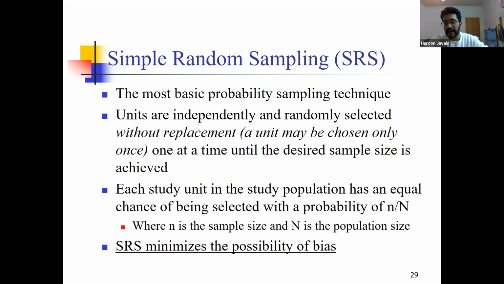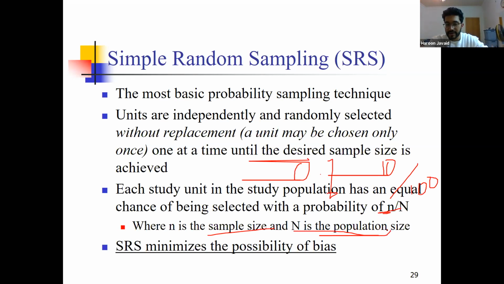This basically means if I have a sample size of 10, and my initial population is 100, then the chance of every person being selected is 0.1. There's nothing more to this, because n is the sample size and big N is the population size. Simple random sampling minimizes the possibility of bias because everyone has an equal chance of being selected.